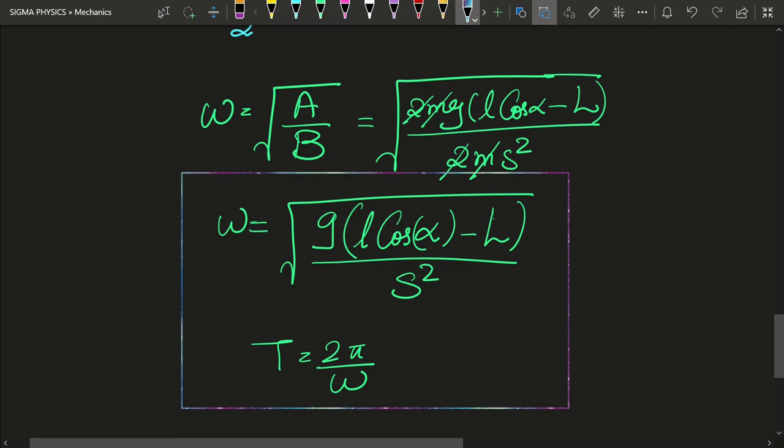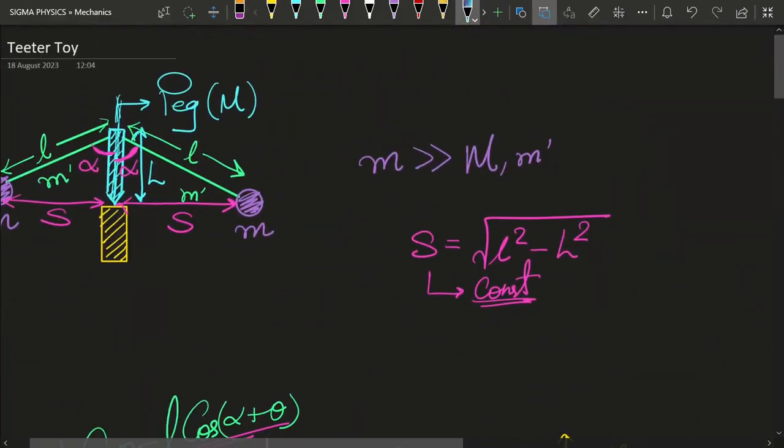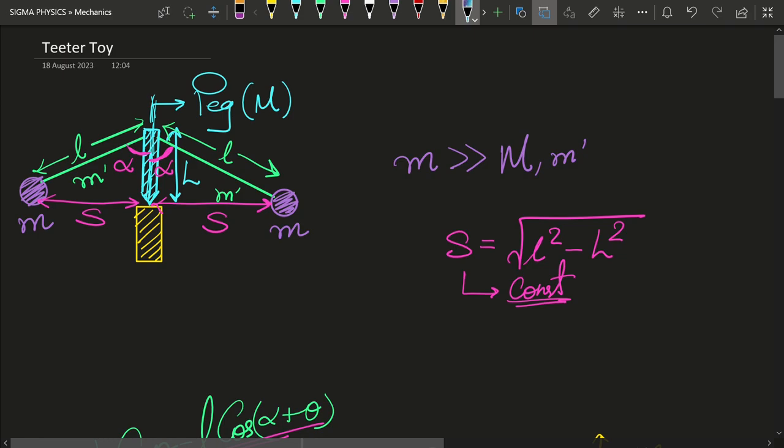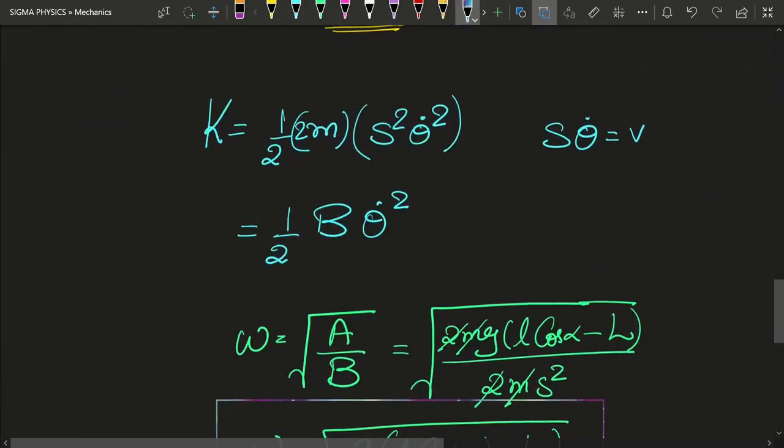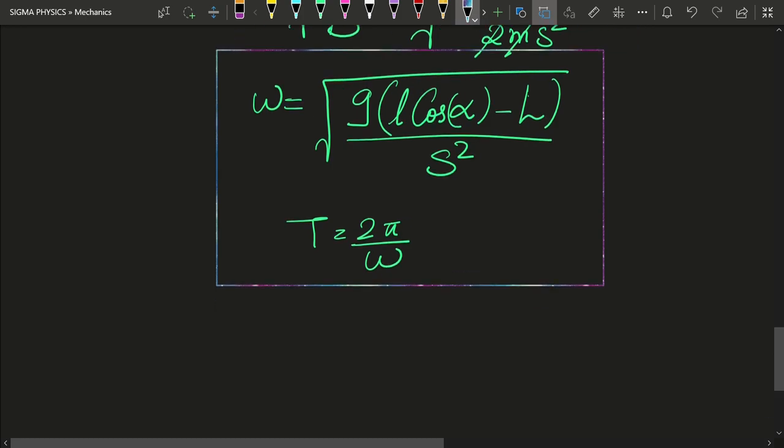Now next, what we are going to do is find the condition for which the teeter toy is going to be stable. We cannot simply construct the teeter toy in any manner we want. We have to construct it in such a manner that we get the simple harmonic oscillations. Otherwise, if we do not fulfill that condition, then the teeter toy is just going to topple over. And how do we exactly analyze the stability of any simple harmonic oscillator is what I'm going to show you now using the example of the teeter toy.